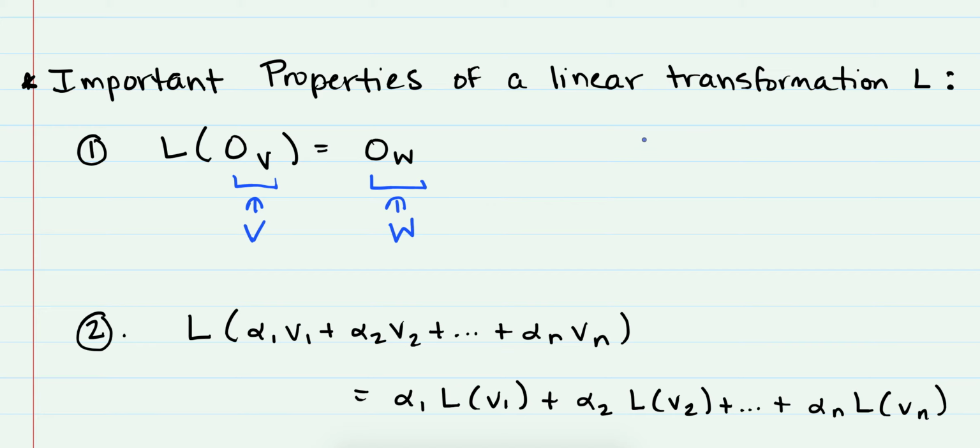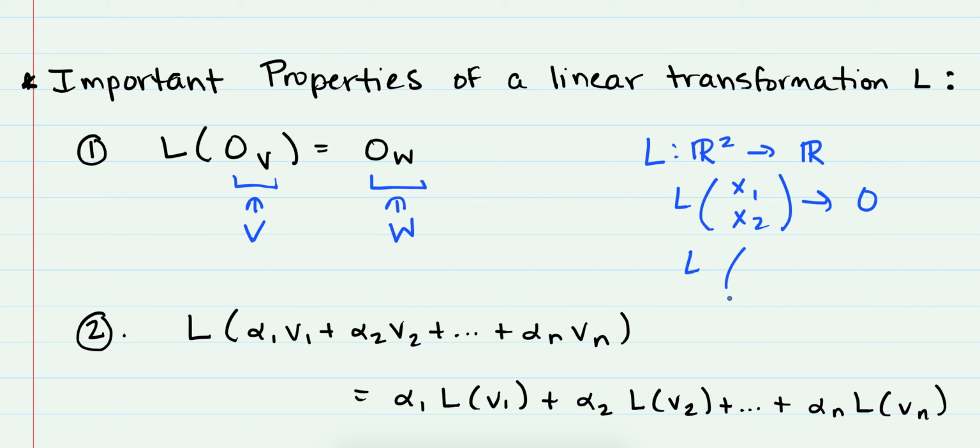For example, if you take R2 to, let's say R, and we say x1, x2, we're just going to send everything to 0. Every single thing being sent to 0, including the zero vector. So what this property is saying is that there might be other things sent to the zero vector, but for sure, one thing that is absolutely sent to the zero vector is the zero vector in V. So you can see L of (0, 0) is going to be sent to 0 along with everything else.